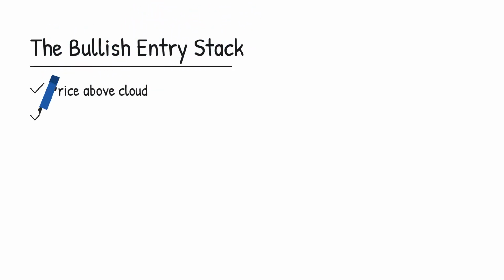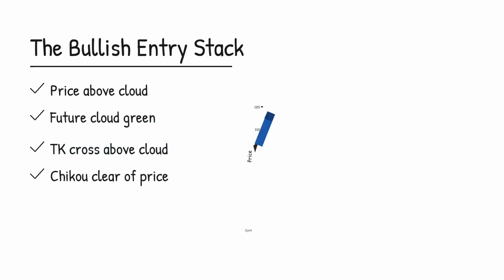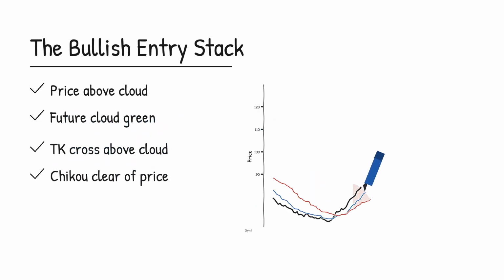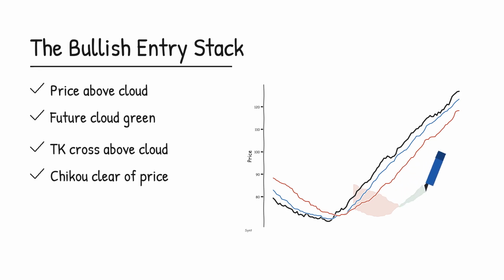A textbook long signal has 5 confirmations. Price is above the cloud. The cloud ahead is green. Tenkan has crossed above Kijun, called a TK cross. The cross itself occurs above the cloud, not below it, and Chikou is above price from 26 bars ago. When all 5 align, you have what Japanese traders call a Sanyaku Koten, a triple bullish signal. Weak signals have 2 or 3. Strong signals have all 5.